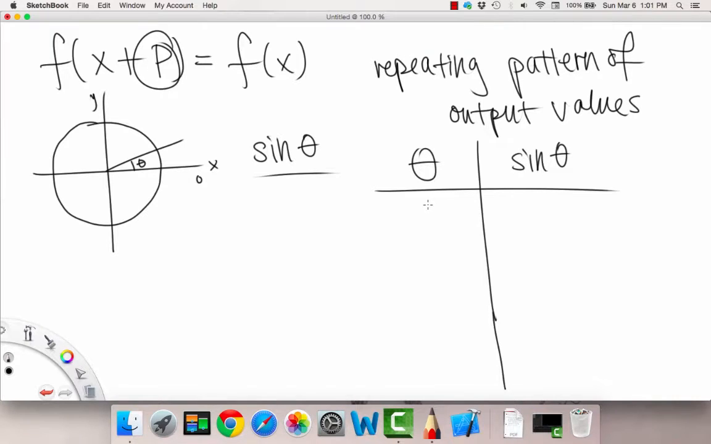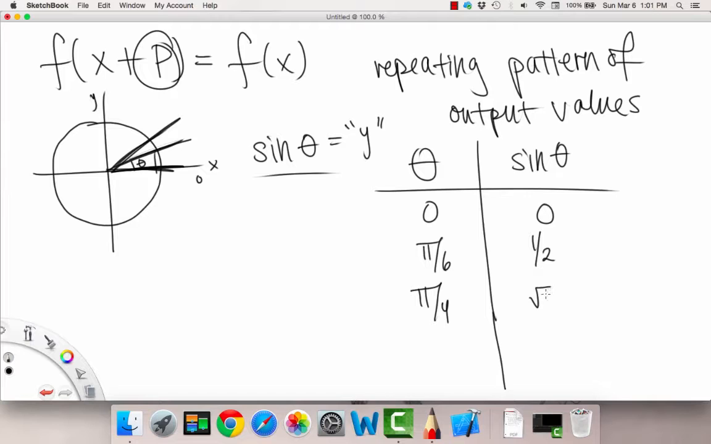Let's say theta is equal to 0. So we're on the x-axis, and our sine, which is like our y value, is also 0. Okay, so we start there. How about pi over 6? Now we're around here, and our sine should be 1/2. Then we go to pi over 4, going around the circle here.